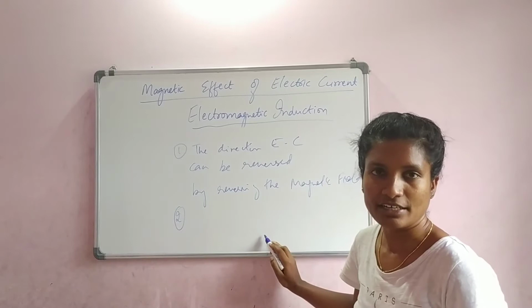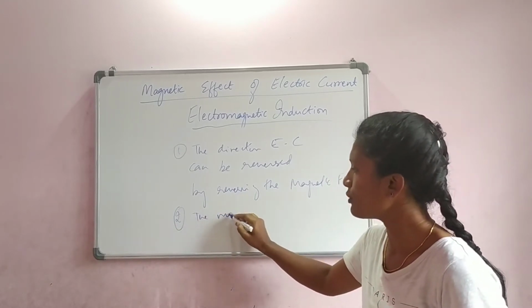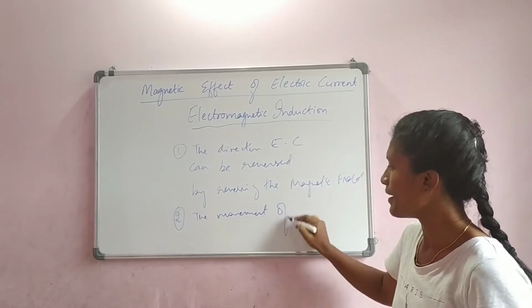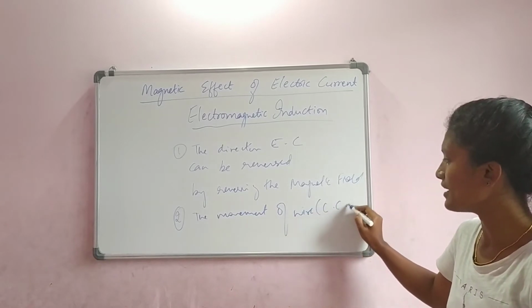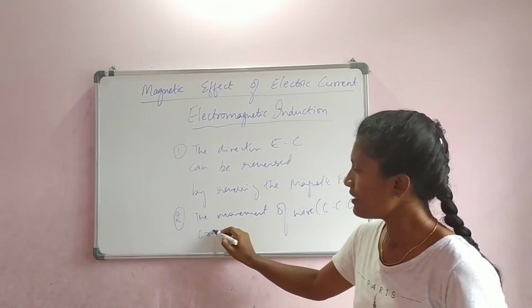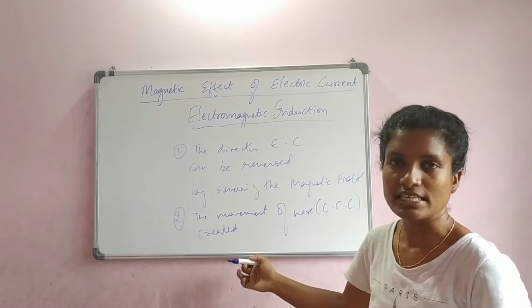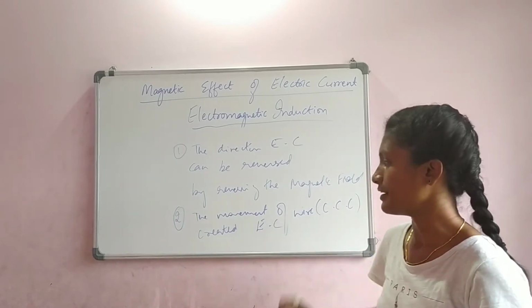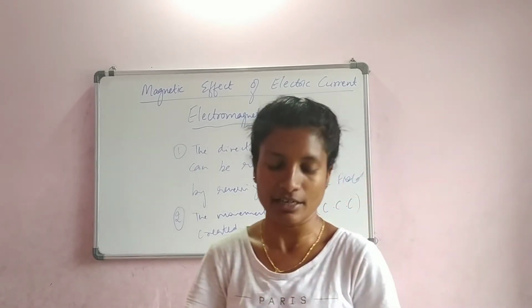So what should we write here? The movement of wire. Here the wire is a current carrying conductor. It created, or we can say induced, electric current. Only the movement created the electric current.